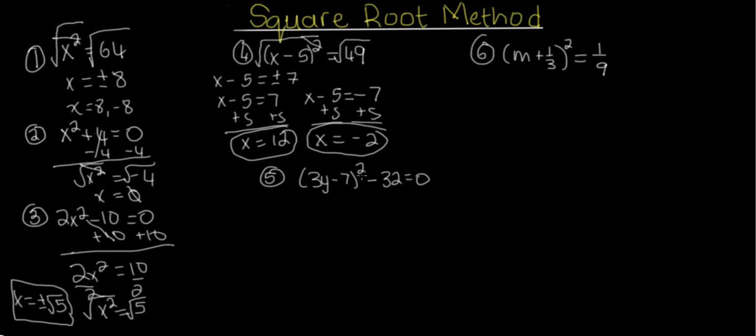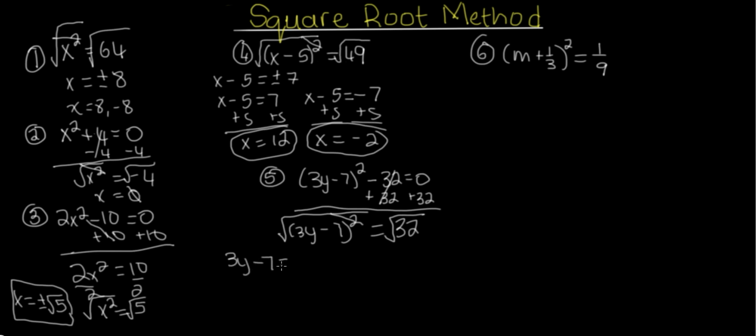Okay, number 5. So here's my squared. The negative 32 is not part of it, so it has to go to the other side. So add 32 to both sides. So I have 3y minus 7 squared equals 32. Now I'm ready to get my square root on this side, get my square root on that side. That's going to cancel. So I have, I guess I'll write that here, 3y minus 7 equals plus or minus the square root of 32.